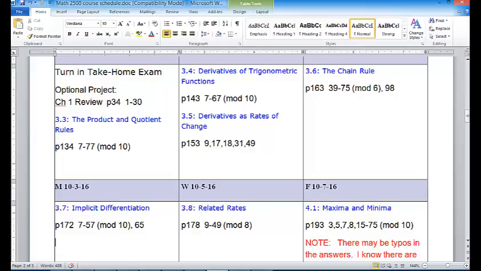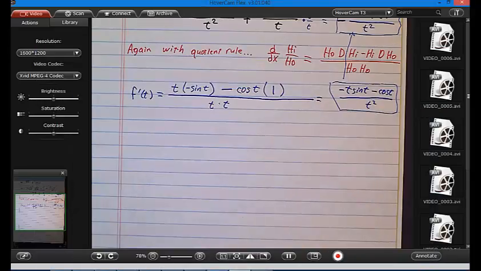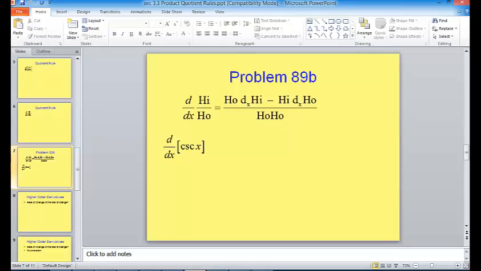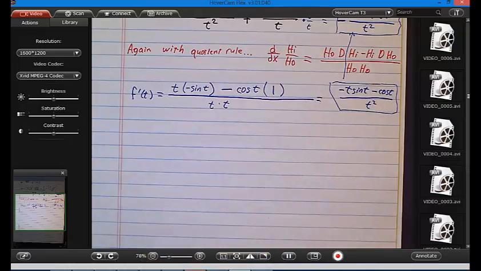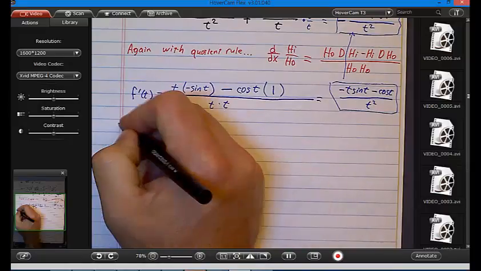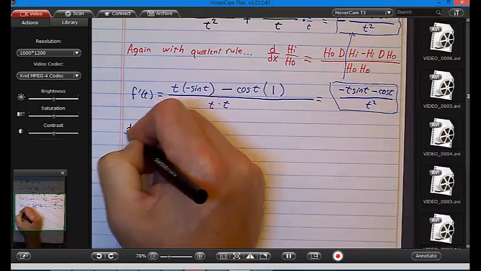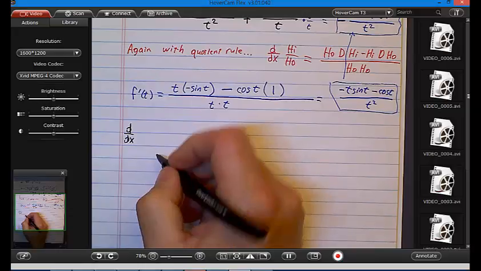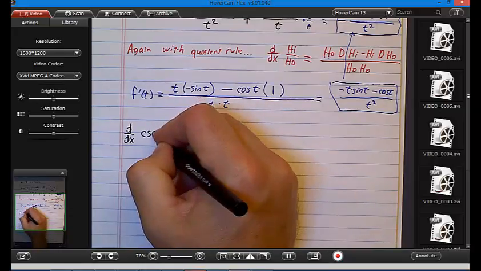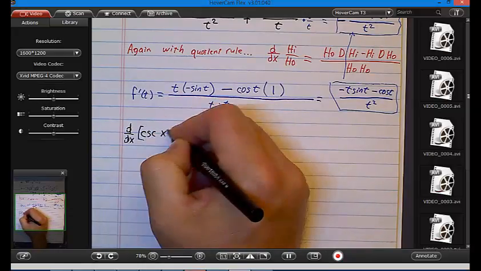Let's do it. Let's find the derivative of the cosecant of x. Well, first of all, you have to know what I mean by the cosecant. We're going to rewrite it. How am I going to write it, guys? It's 1 over the sine. That's what it means. It's one of the reciprocals, right? So the cosecant of x is 1 over the sine of x.